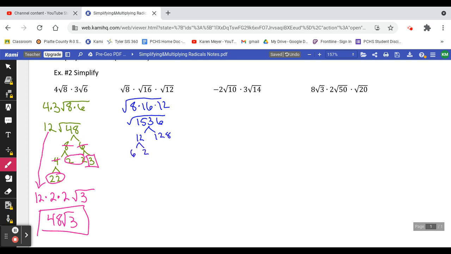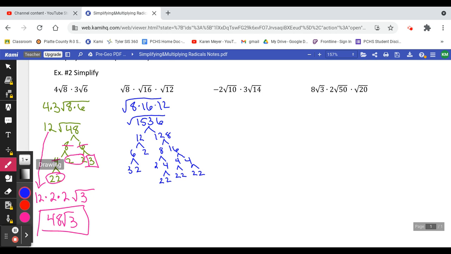12 will go to 6 and 2. 6 goes to 3 and 2. 128. Well, I'm going to do 128, which is 8 and 16. 8 goes to 2 and 4. 4 goes to 2 and 2. 16 goes to 4 and 4. 4 and 4 goes to 2 and 2, 2 and 2. Okay. No go 12, 128. No go 6. No go 8. No go 16. No go 4. No go 4. No go 4.